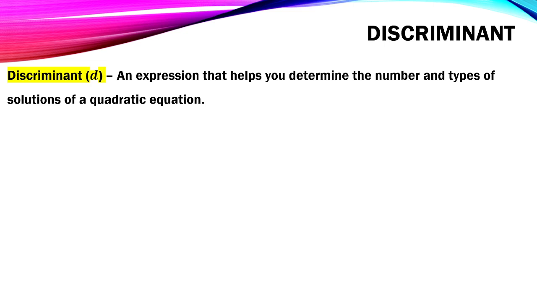So we're going to see what this discriminant does. Okay, now our discriminant is d, and what it's equal to is b squared minus 4ac.